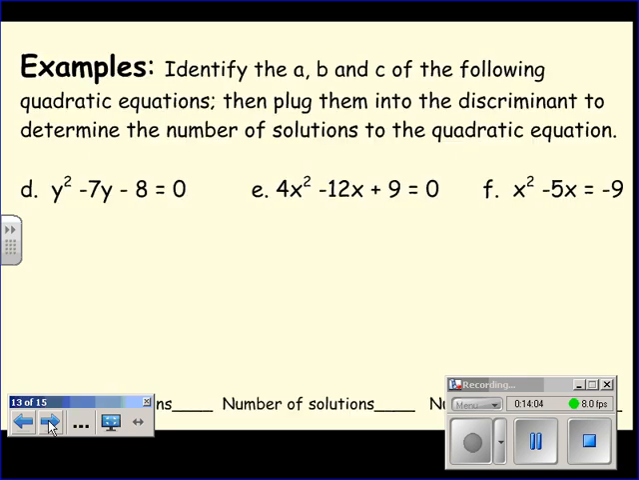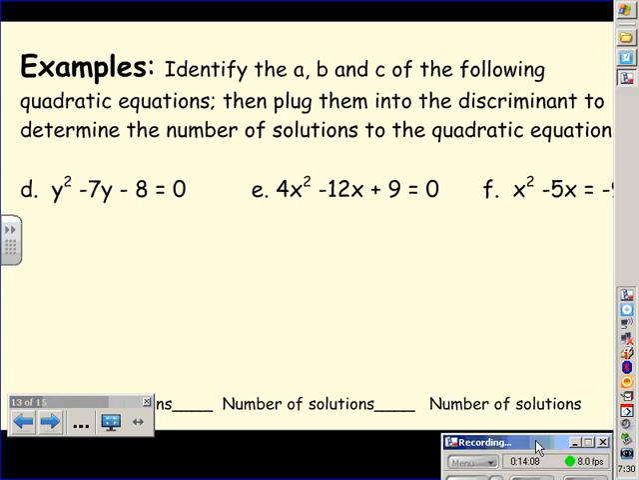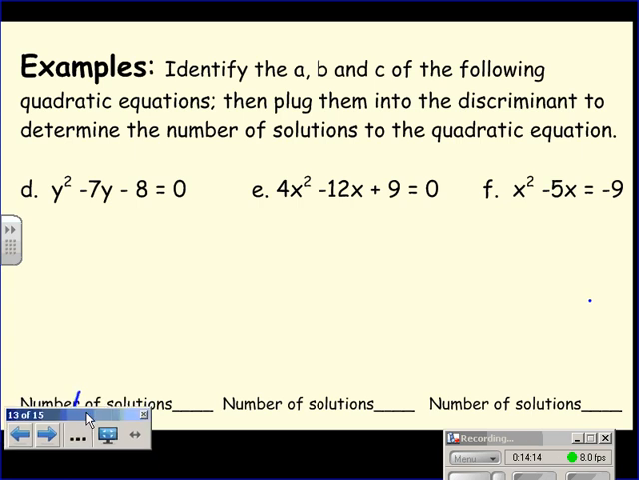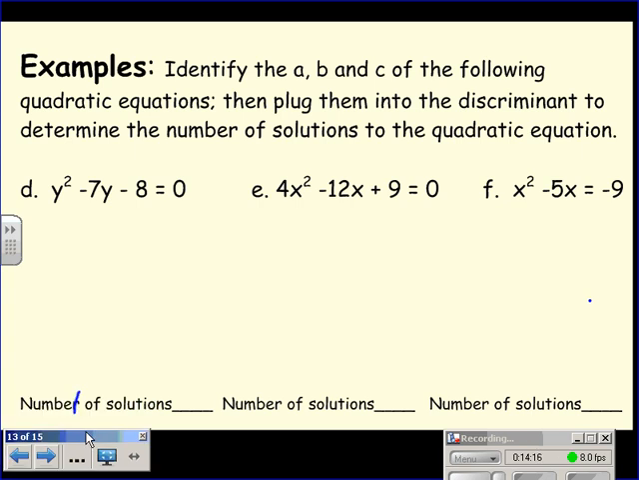Now that we've practiced finding our A, B, and C, we can actually look for our numbers of solutions by plugging into the discriminant property. So what we're going to do right now is we're going to start off by identifying our A, B, and C. Then we will use our discriminant property to determine the number of solutions that we have. And as you recall, the discriminant is the b squared minus 4ac.